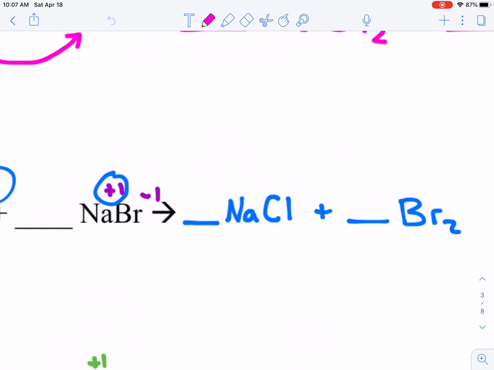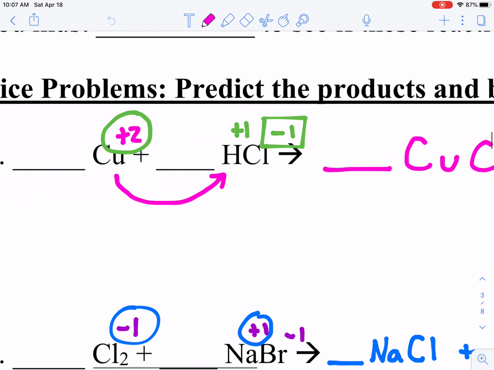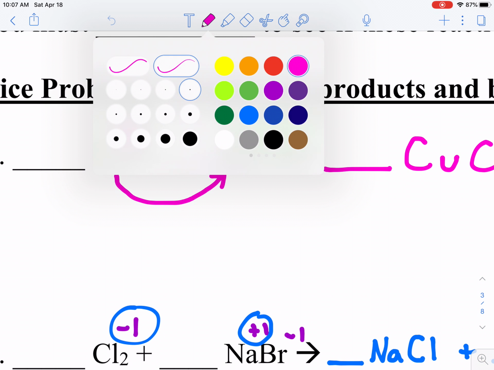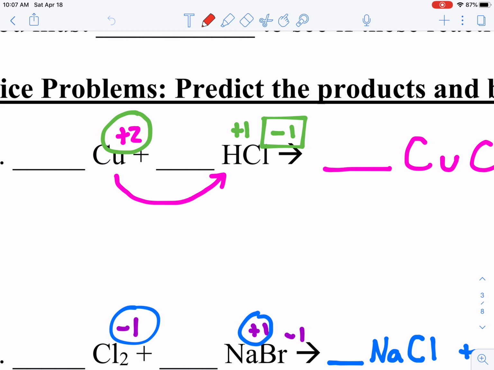So in number 1, copper and hydrochloric acid. Find the two things that are replacing one another. So you'll notice the two things that are doing the replacing. Copper is trying to replace hydrogen. So in order for that to happen, copper needs to be stronger than hydrogen, or copper needs to be higher on the list than hydrogen. So is copper higher on the list than hydrogen?